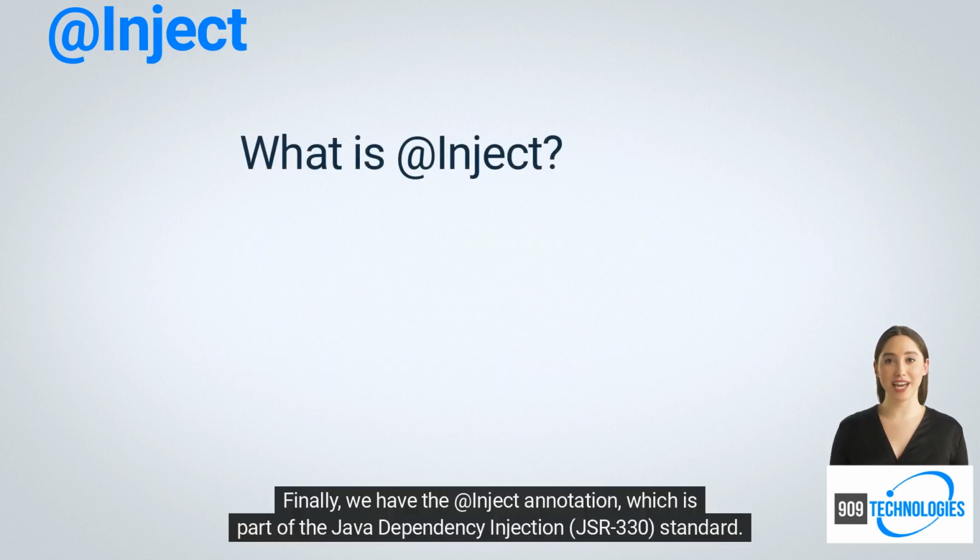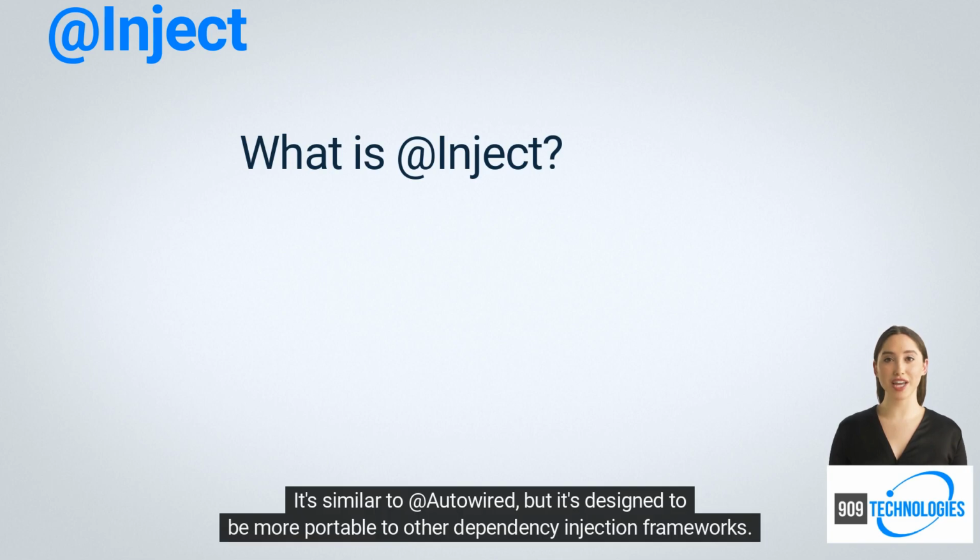Finally, we have the @Inject annotation, which is part of the Java Dependency Injection, JSR 330 standard. It's similar to @Autowired, but it's designed to be more portable to other dependency injection frameworks.